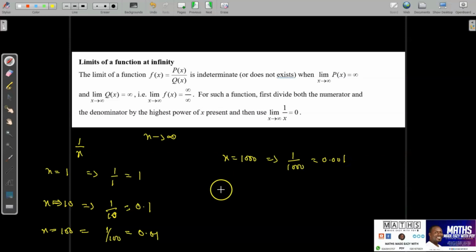So it means I can increase x to 1 million. Let me go straight to 1 million. And therefore, our function is going to be 1 over 1 million. And 1 over 1 million, yes, in decimals. What is the answer? 0.000001.